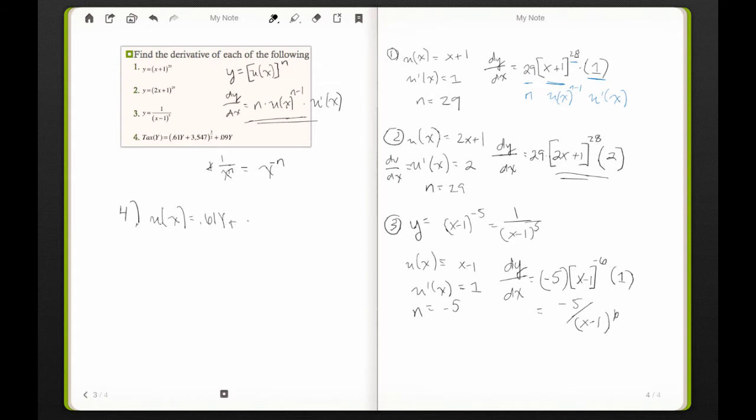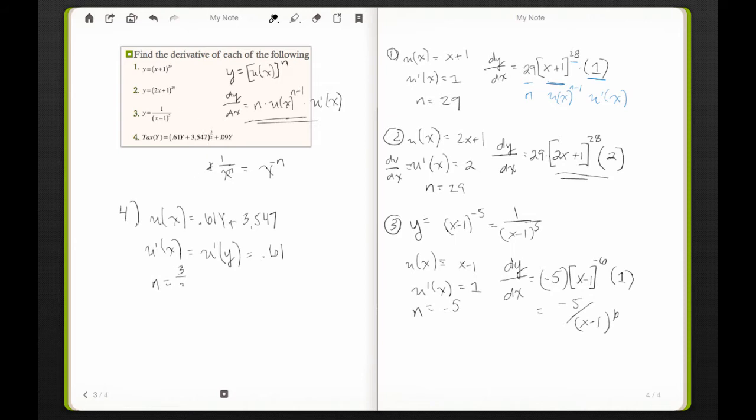But anyway, it's going to be 0.61y plus 3,547. Okay? And I'm still putting u of x here. It's totally fine. This is what I like to do. So then my u prime of x. I'm using different variables here. My variable here is y. So what I'm really looking for, if you want to be technical, is my u prime of y, because there's no x in here. It's just y. So my u prime of y is going to be 0.6. And then my n is just 3/2.